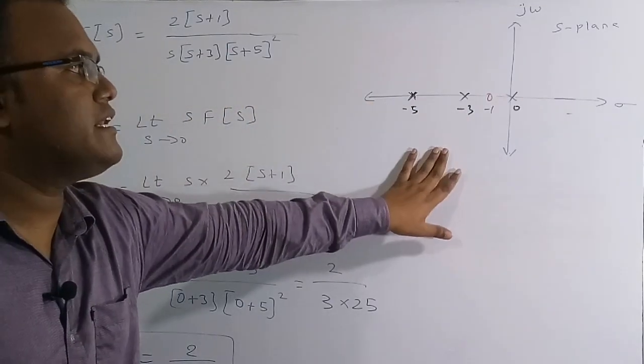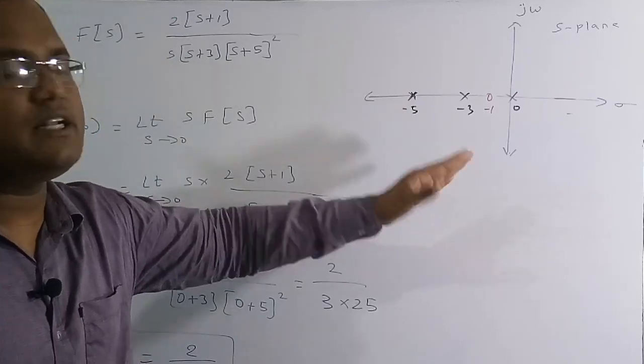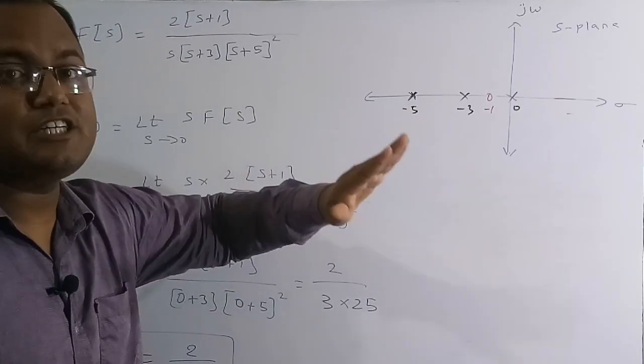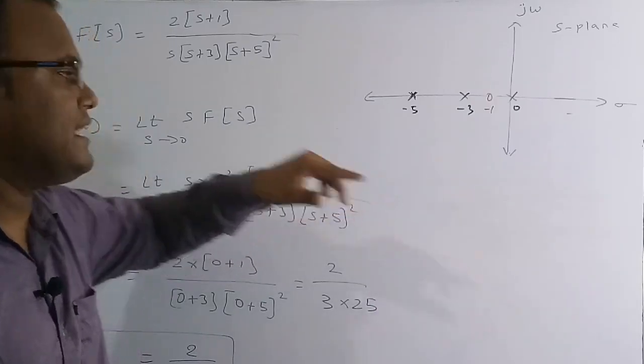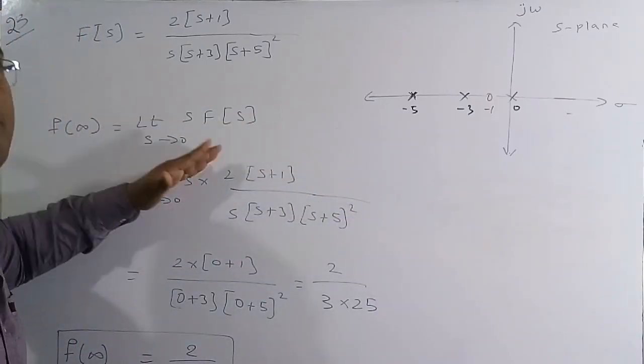See, all the poles are in the left half of the S-plane. So I can conclude that there are no increasing exponential terms, so the steady state will be a finite value. Then I can apply this formula. Then only we need to apply this formula.